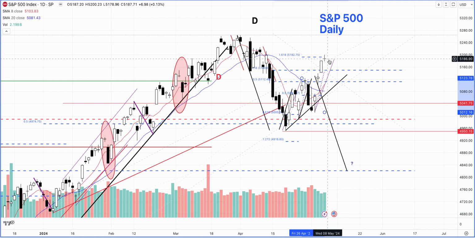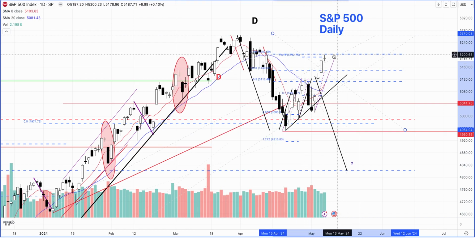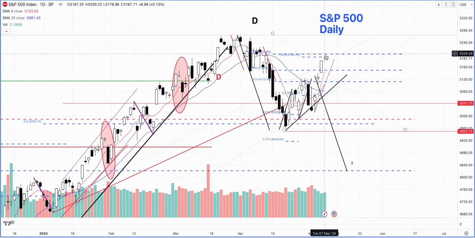So we have confluence of two things coming together, which is something we need to pay close attention to. Let me see if there is also a 78.6% retracement. Yeah, there we go. So we have got three things coming together. So this should be a good resistance level, and of course we'll find that out tomorrow, whether there's going to be follow through or not.